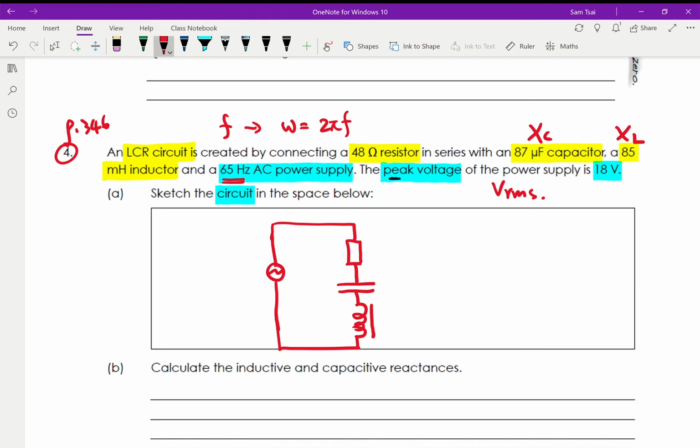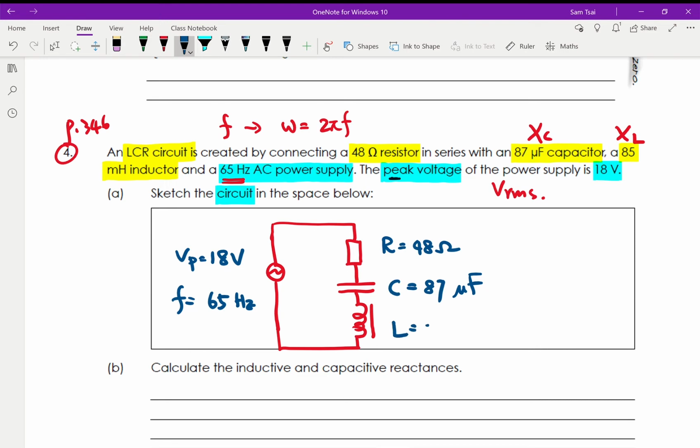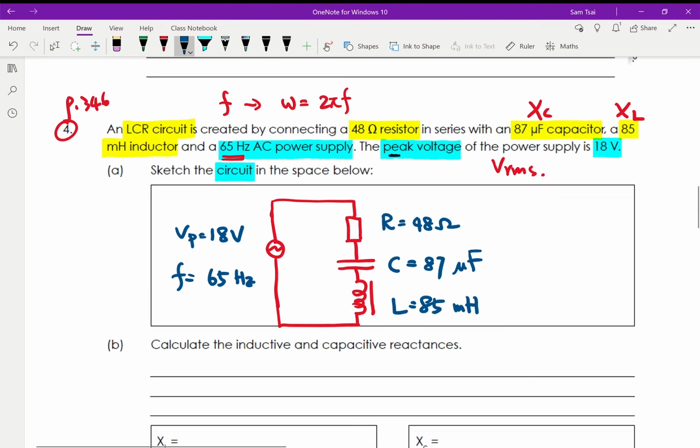Then we can put in some numbers. The peak value VP is 18 volts, the frequency is 65 hertz, and the resistor R is 48 ohms. The capacitor C is 87 microfarads, and the inductor L is 85 mH. So this is the circuit we have.